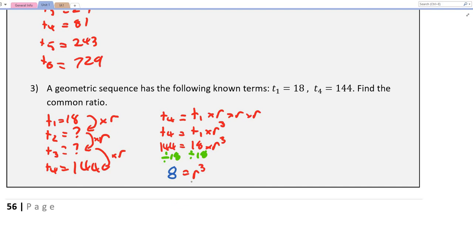The way you would show your working out, guys, is you would do the cube root of both sides. Do you guys know how to find cube roots on your calculators? Isn't it a symbol? Yeah, you can choose. R equals 2.